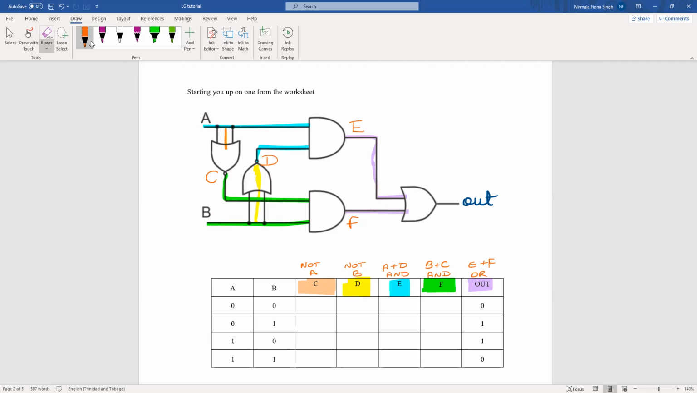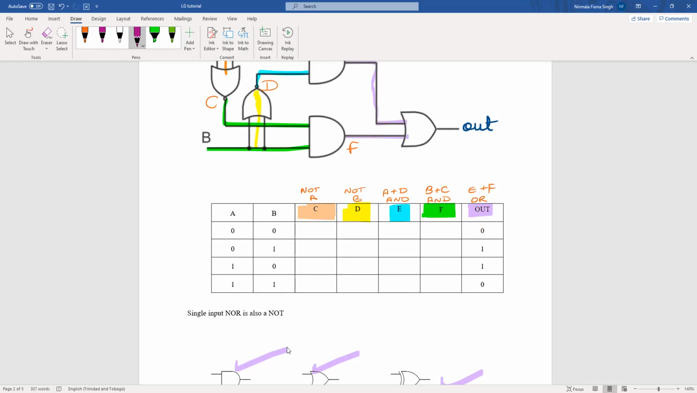So let's see. I have signal A and B. A and B are going through a whole lot of nonsense. Now the tip I gave here: a single input NOR is also a NOT gate. Similarly, a single input NAND is also a NOT gate. So that's the one note you needed to know from before.